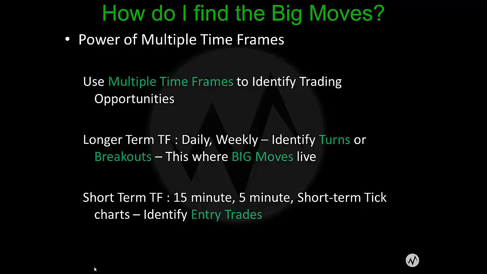Okay? And then once I identify those turns and breakouts on the longer term time frame, I switch gears and I start looking at short term time frames. I'm talking about 15 minutes, 10 minutes, 5 minutes, and shorter term tick charts. The purpose of me looking at shorter term time frames is I want to identify an entry. Those of you that have been trading a while, and those of you that are starting out, the most important part of the trade is the entry. If you get a good entry, you limit your risk and you maximize your gains. So that's why we shift gears into the shorter term time frame and start to look for entry trades.